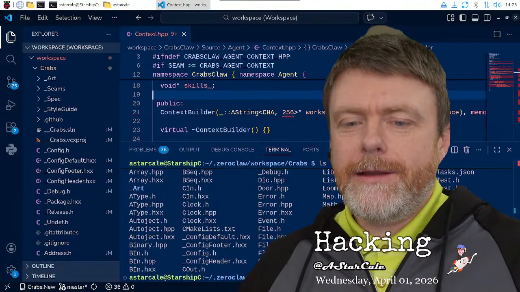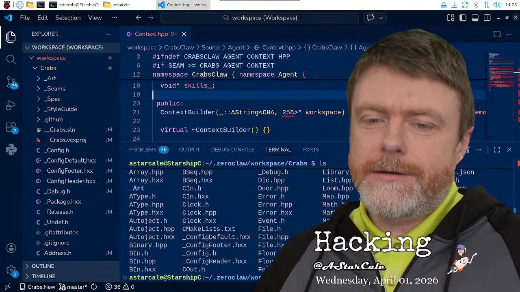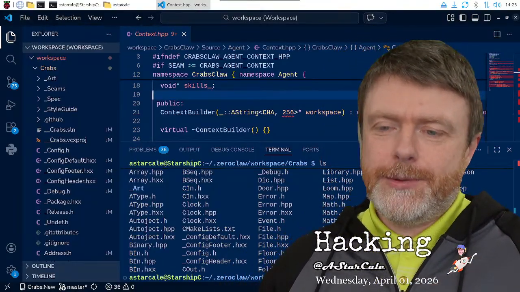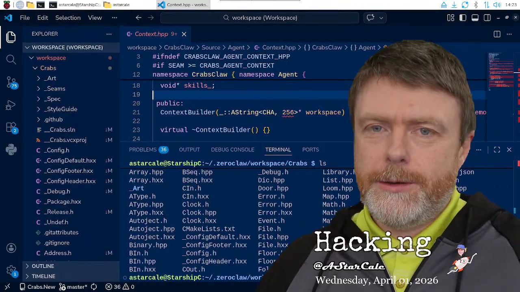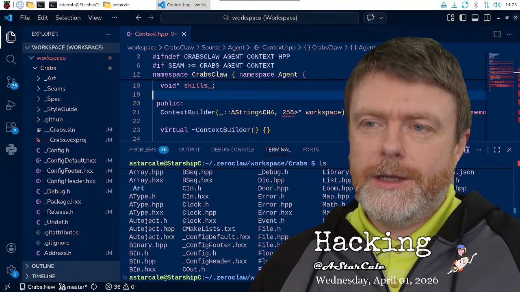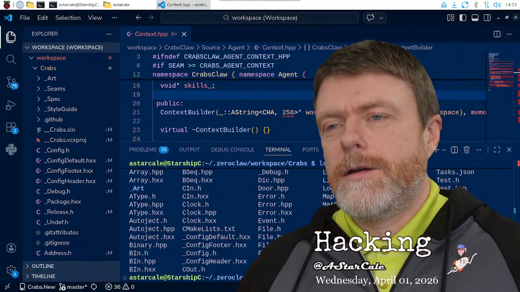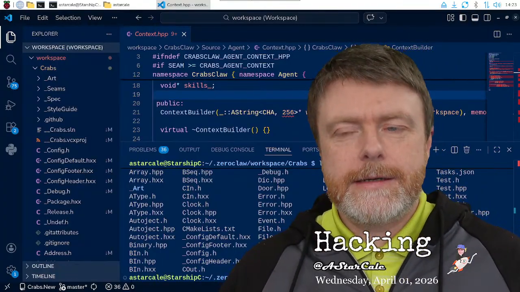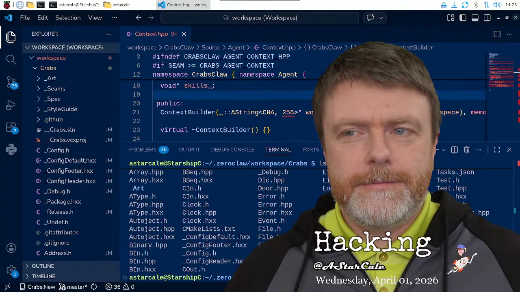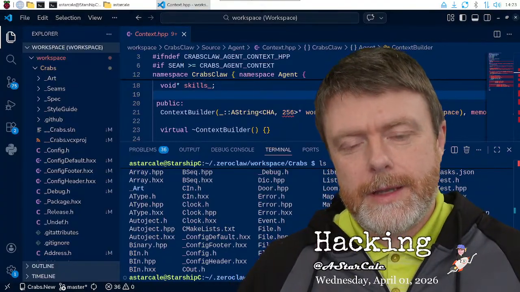My name is Kale, and we're hacking on some low level C Unicode API code with Microsoft Visual Studio Copilot debugger mode, which is pretty good.